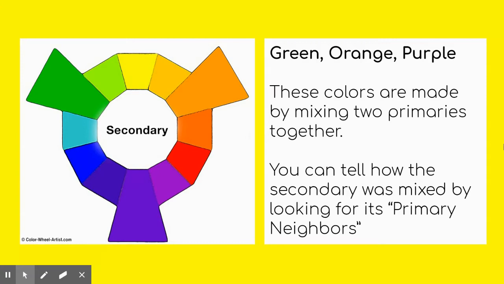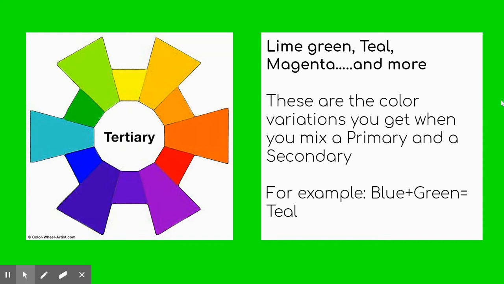You can tell how the secondary was mixed by looking for its primary neighbors. For example, if you're trying to figure out how to mix orange, the closest primaries are red and yellow. These are the primary neighbors, so you know to make orange, you mix red and yellow.